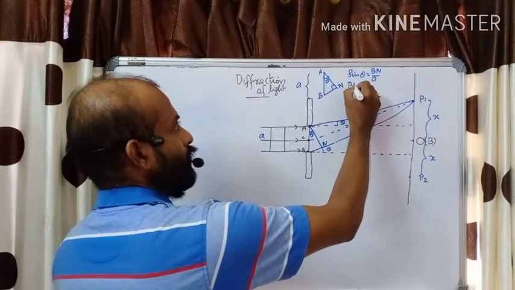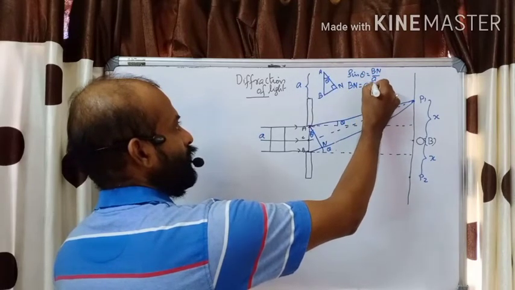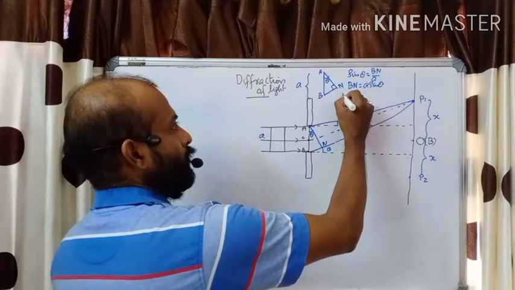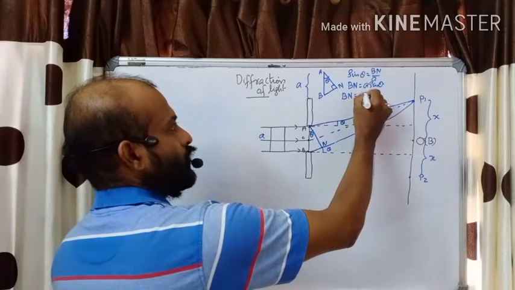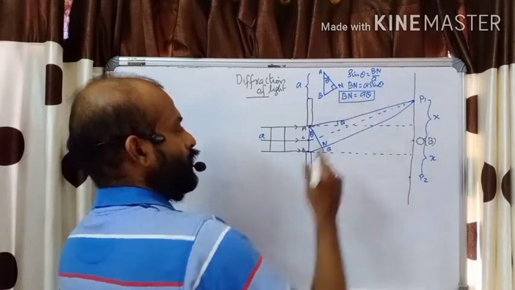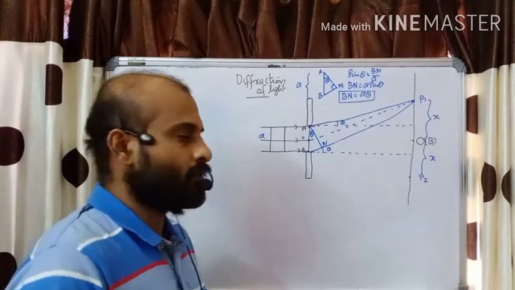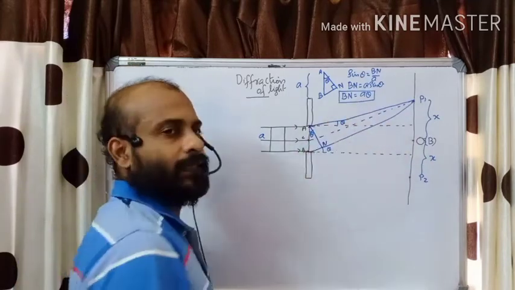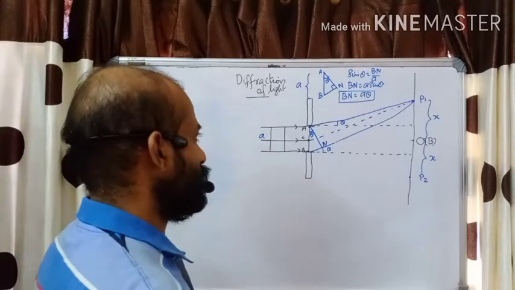So what is Bn? Bn is equal to A sine theta. If theta is small, what we can say? Path difference Bn is equal to A theta. This is our fundamental equation. The path difference between wavelets starting from A and B to the point P1 will be equal to A theta. You got the path difference.